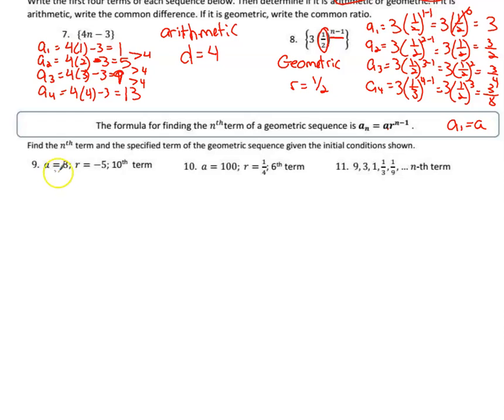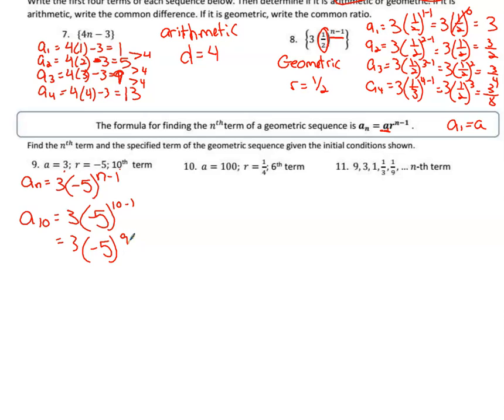So, for this number 9, to find the nth term, we're going to take the first term, which is 3, times r, which is -5, and since we're going to be raising a number to a power, a negative number especially, put it in parentheses, and we're going to raise it to the n minus 1. Well, there's our formula. There's the nth term. There's nothing we can do to that formula. But to find the 10th term, a sub 10, we're going to take 3 times -5 to the 10 minus 1 power, which is 3 times -5 to the 9th power.